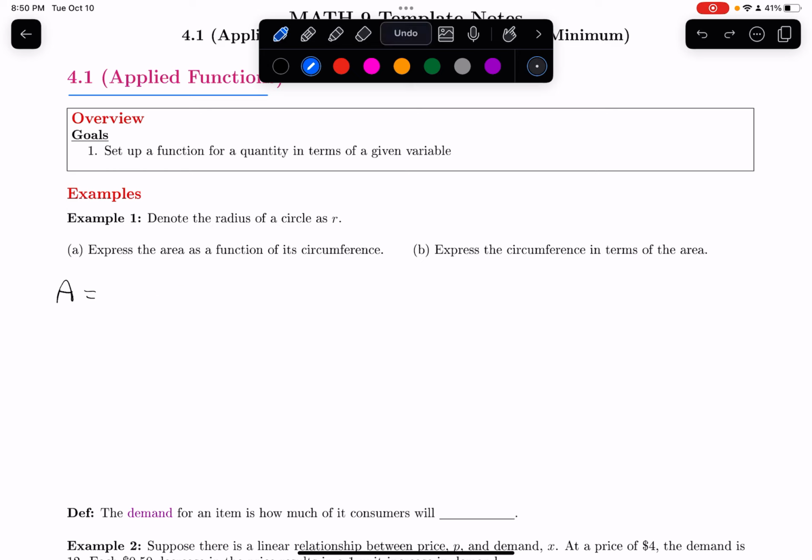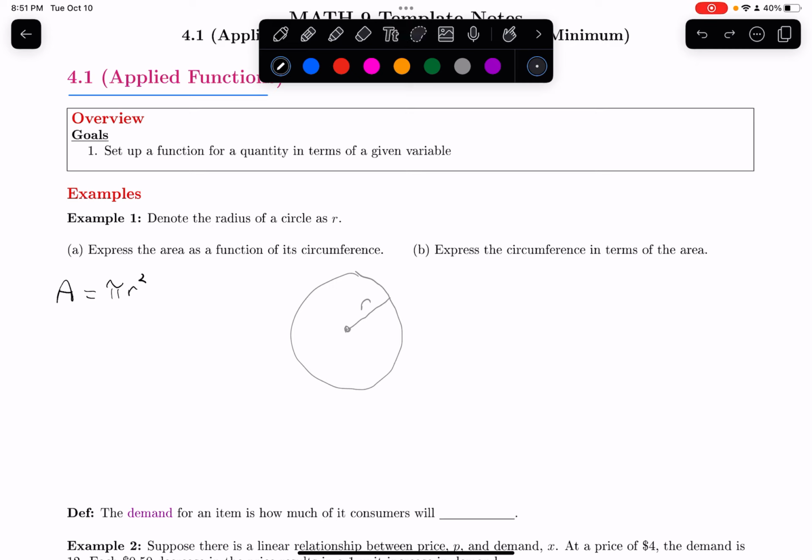Okay, so how do we go about this? First, maybe I'll draw a picture. I have a circle here, and I'll draw a radius and label it r. The formula for the area of a circle, you might have to think back to geometry class, is pi r squared. So right now I have area as a function of r, the radius. But in my problem, I want it to be a function of circumference. I want the variable over here to be c and not r.